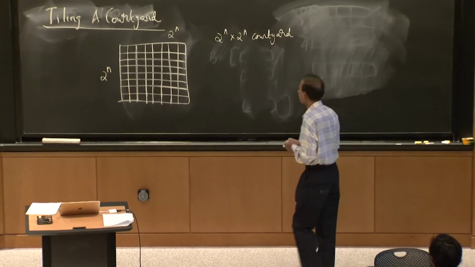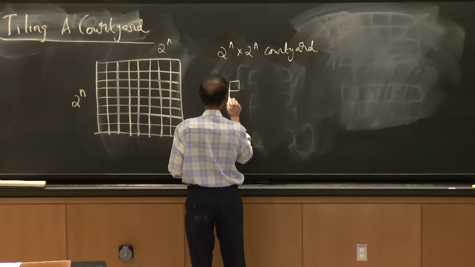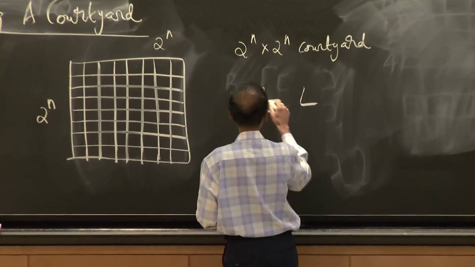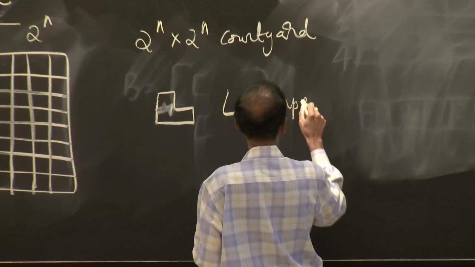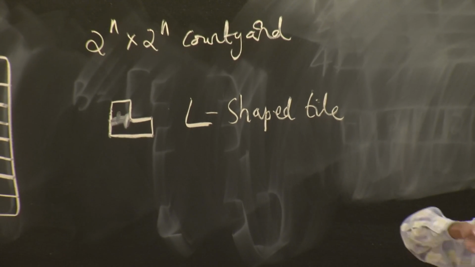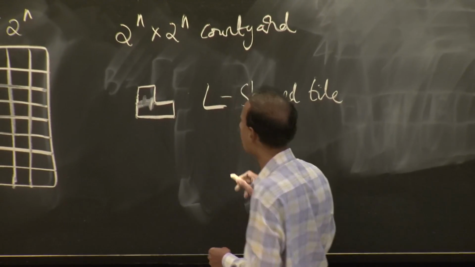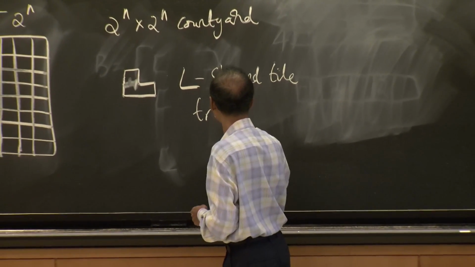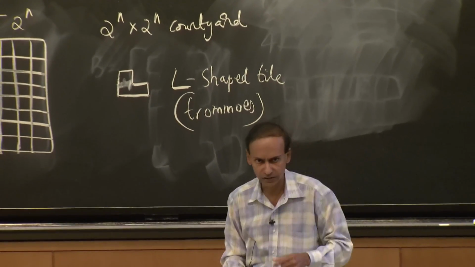And I want to tile this courtyard. So this is a 3-tile. Some people call it a tromino. It's really an L-shaped tile, and it can be oriented in any different way. I mean, it could be an inverted L, etc. And you're supposed to tile this courtyard using L-shaped tiles or trominos. They call it trominos because there are 3 squares in there.